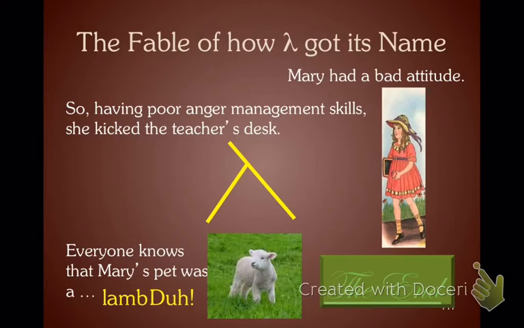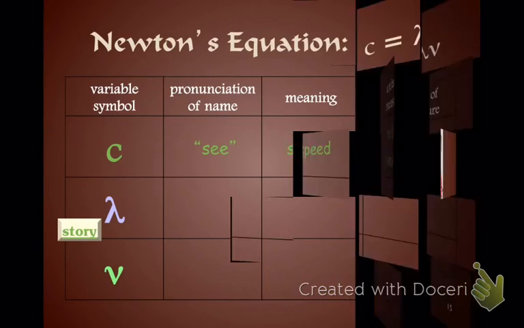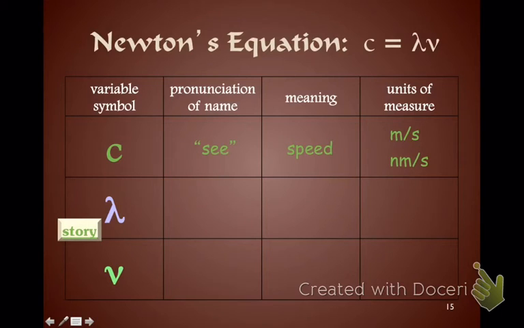I hope that now you remember this Greek letter and have an idea of how to draw or write this Greek letter. The end. Okay, so the second variable is lambda. Lambda is an L and stands for wavelength. Wavelength can be measured in meters or nanometers.